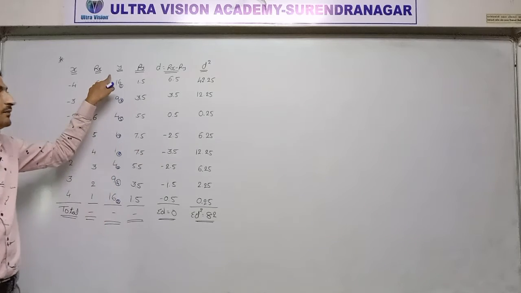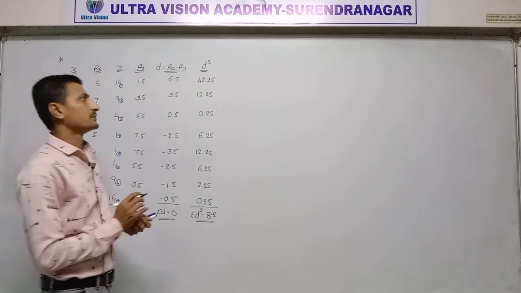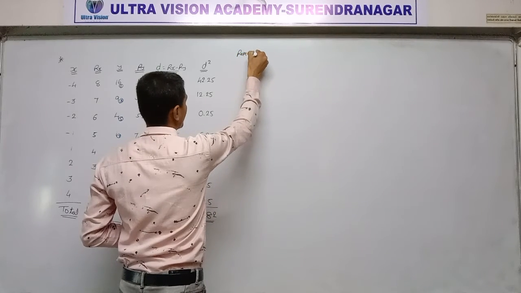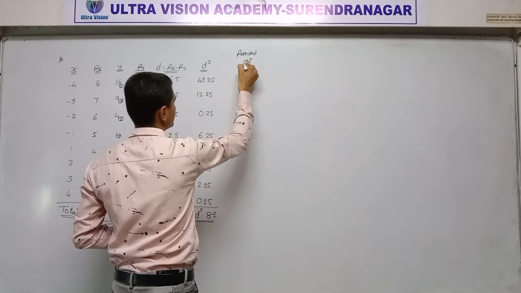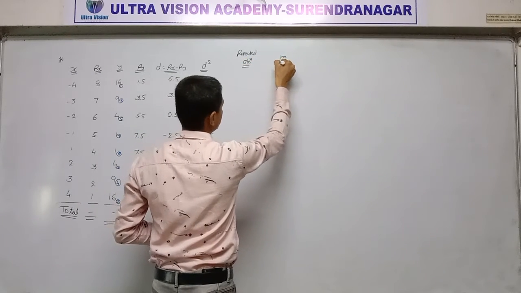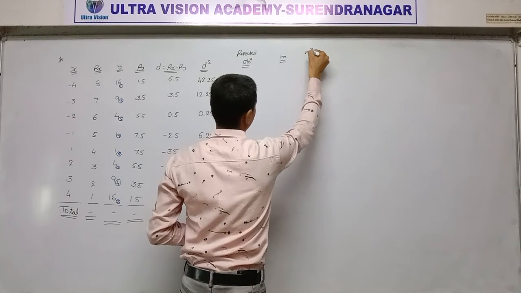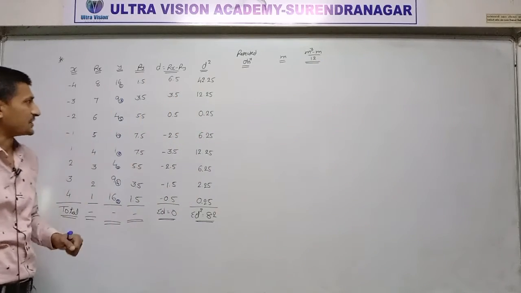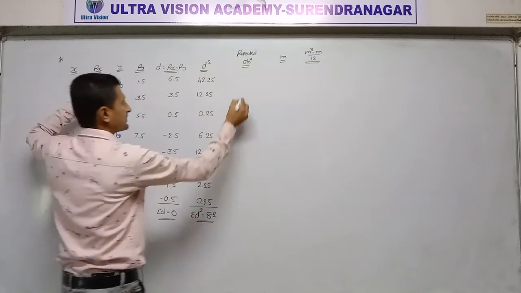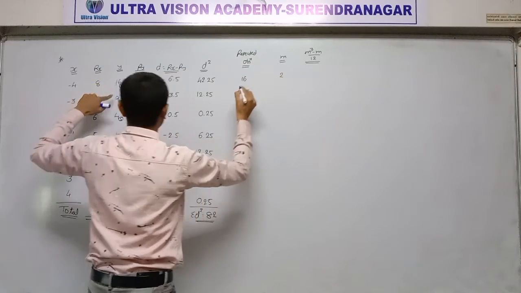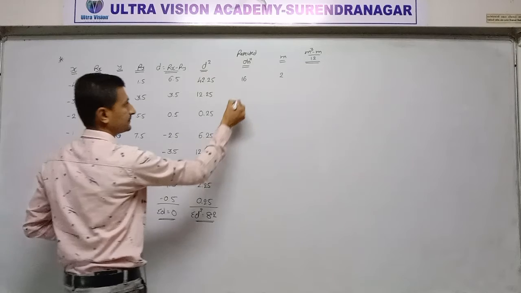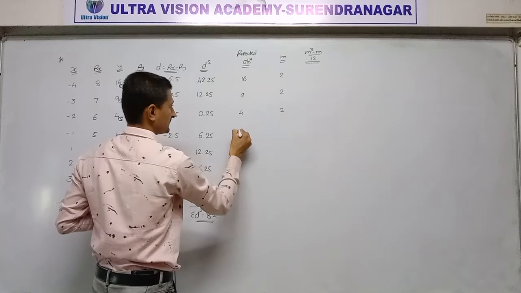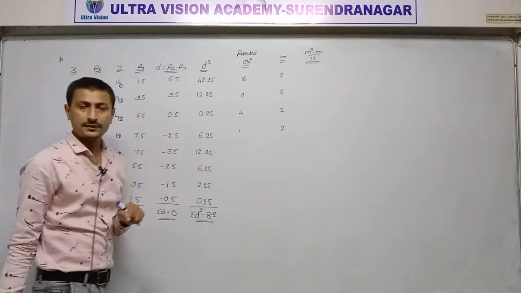Next, value of variable y observation is repeated. So table, repeated observation, of times, and the formula m cube minus m by 12. Okay, repeated observation, check it. 16 repeated 2 times. 9 is also repeated 2 times. 4 repeated 2 times. And observation 1 is also repeated 2 times.